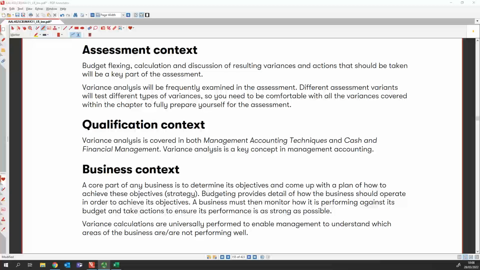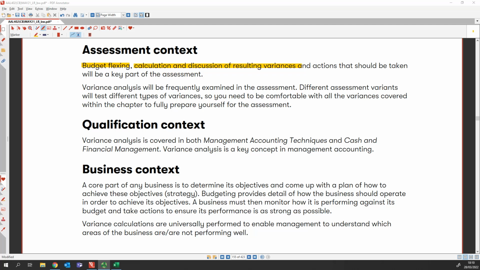The assessment context. Within the assessment, things that you will be expected to be able to do include something called budget flexing, which is an important part of the process, and it's important that you understand exactly what budget flexing is. I'll put more detail on that later. You've also got the calculation and the discussion of your variances, so it's not all about numbers. You have to understand why variances are happening, what could possibly be leading to them, and also be able to discuss them in a narrative answer.